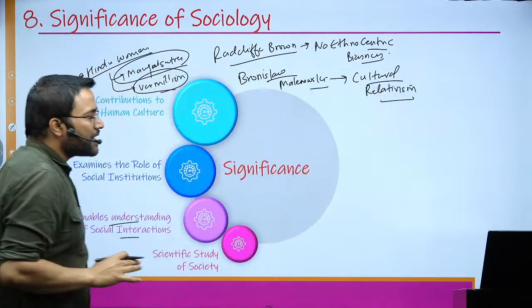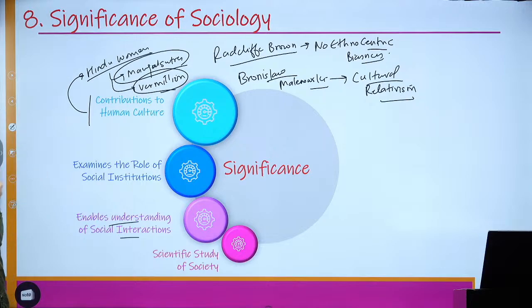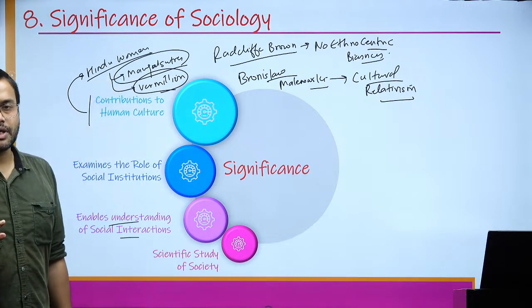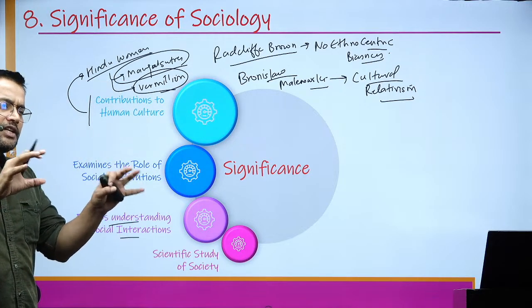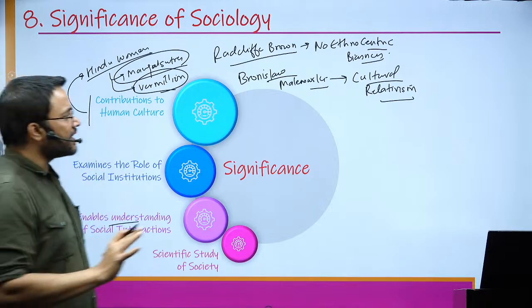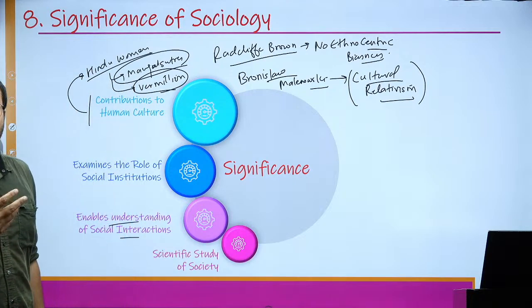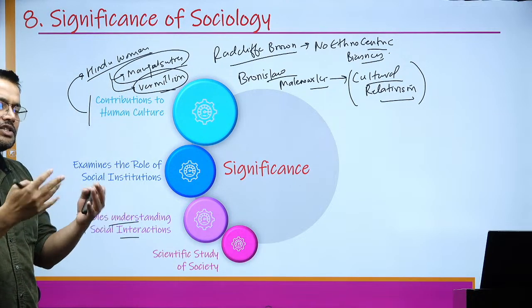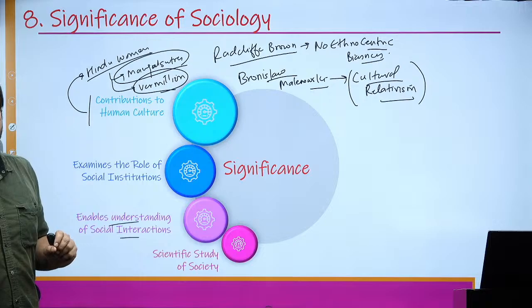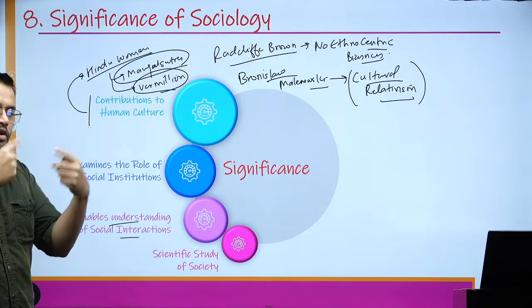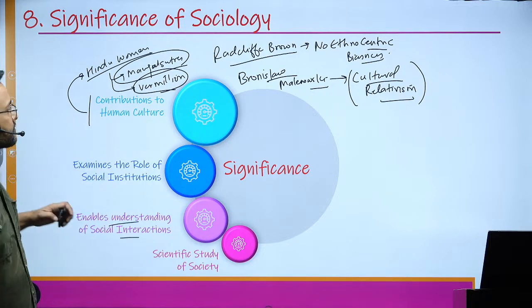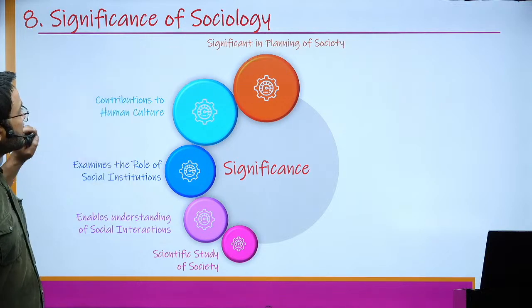No ethnocentric bias, meaning don't compare, don't say that I am superior compared to your culture. Every culture is different and unique in its own way, just like cultural relativism. Don't compare the culture. Everything is unique, everything is special in its own way, and understand the society from its own perspective.